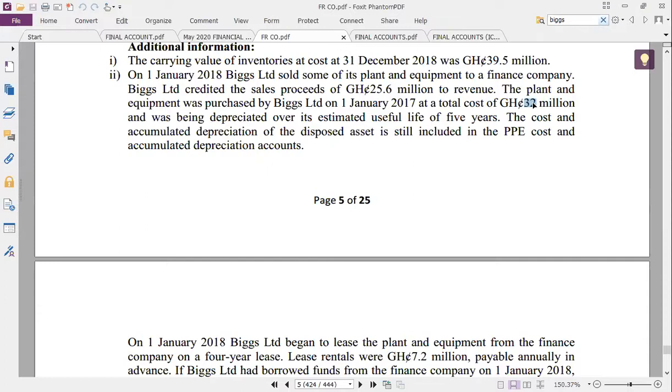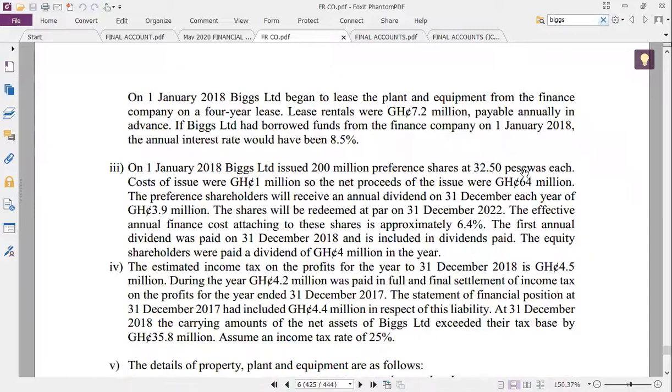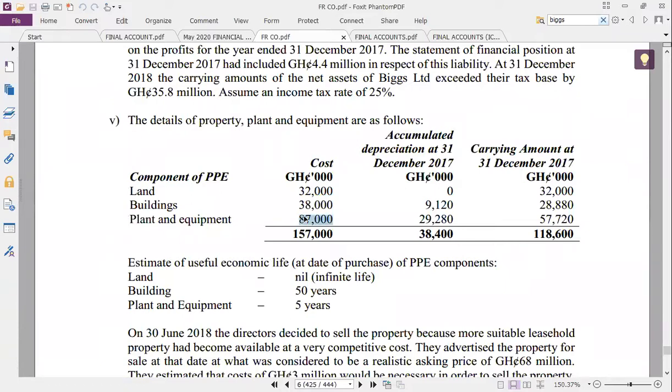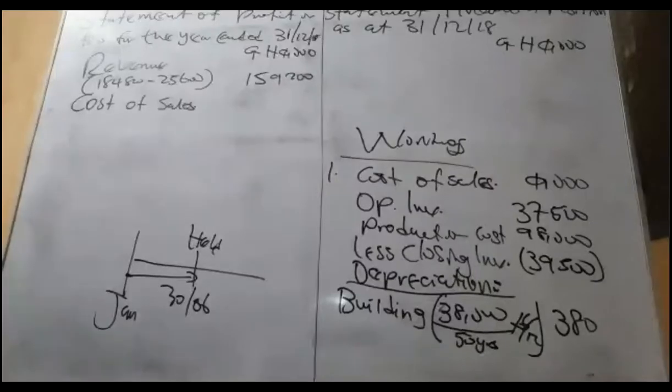So we want to calculate the existing one because we have to affect the lease, but it's a finance lease. So 32 must be taken from the cost of the plant and equipment. If the entire plant is 87, and the section that was leased had a total cost of 32, they want the remaining 55, right? Good. So the 55 must be depreciated over a 5 year period. Tell me how you arrive at the 55.